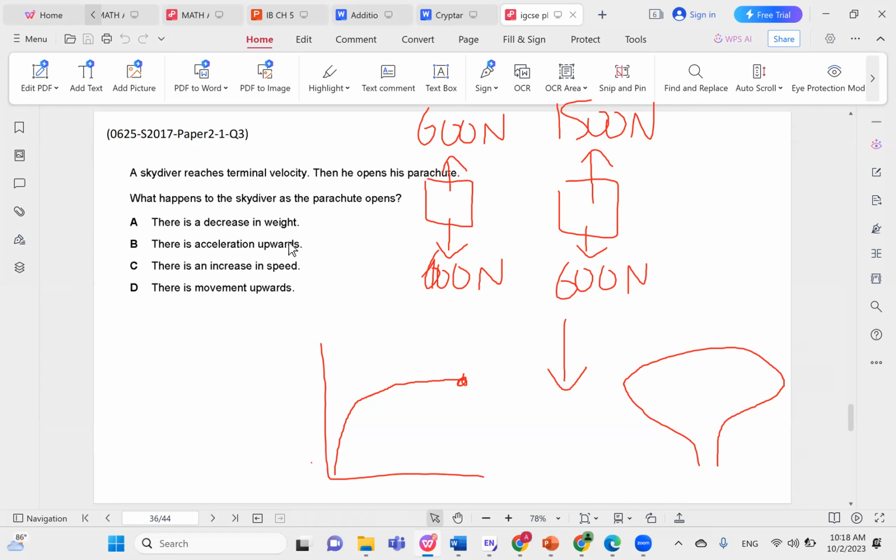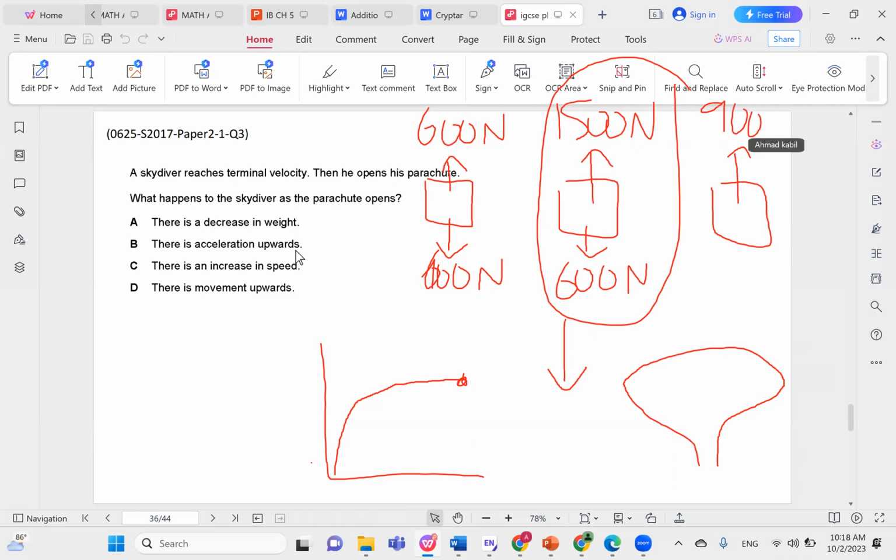There is acceleration upwards. Does that make sense? Yes, that makes sense. Why does that make sense? Because the net force here is 900 newtons upwards. So the upward force is greater than the downward force. So the resultant force is upwards.